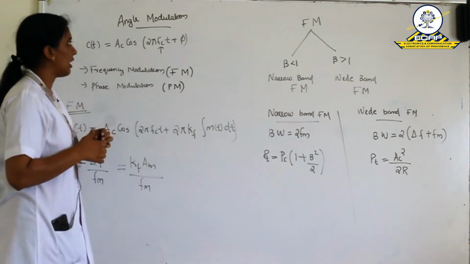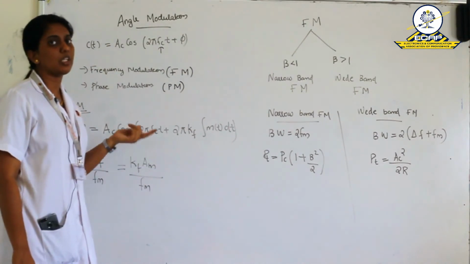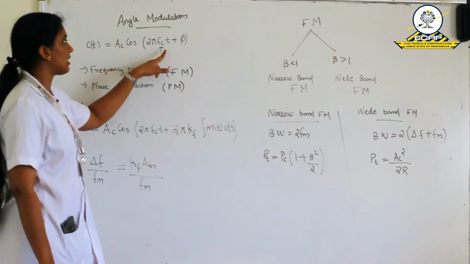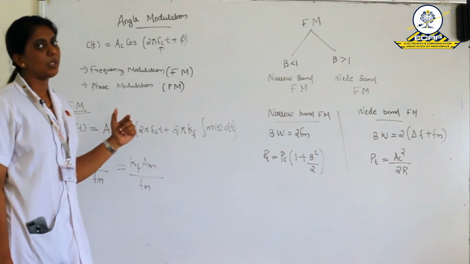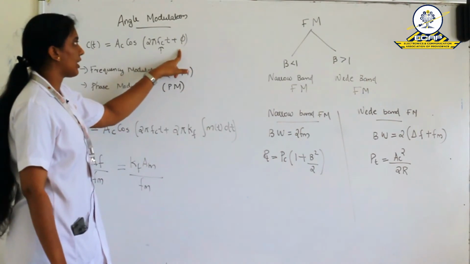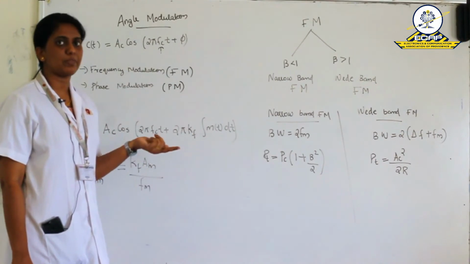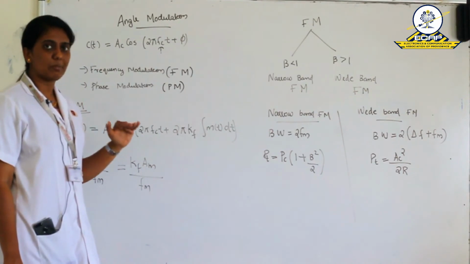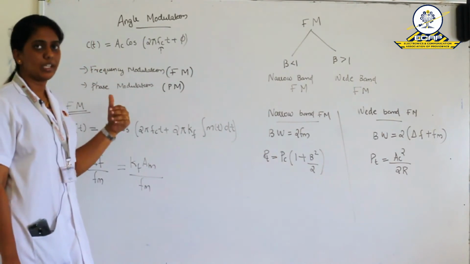FM means varying the frequency of the carrier with respect to the amplitude of the modulating signal. That is, we are varying the frequency Fc of the carrier c(t) with respect to the amplitude of the modulating signal. Phase modulation means that we are varying the phase phi of the carrier with respect to the amplitude of the modulating signal. Here we are varying one or more properties of the carrier only. The modulating signal remains unchanged. We are varying only the frequency, phase or amplitude of the carrier signal.